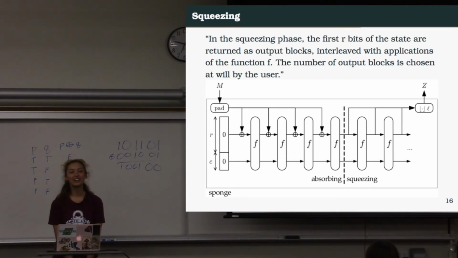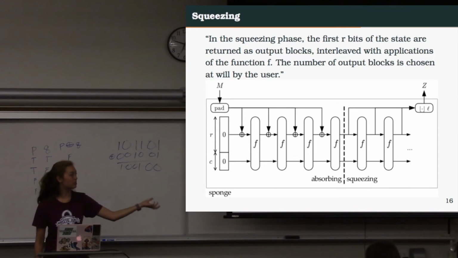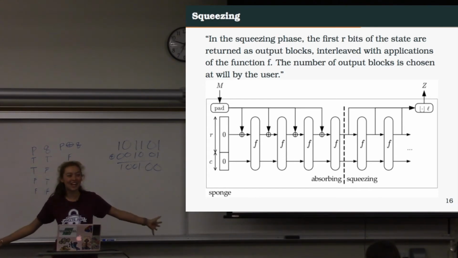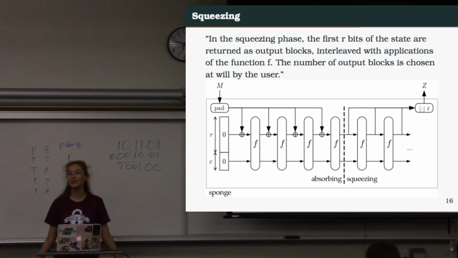A lot of people are like, is this really secure? Because you use the same F for the absorbing and the squeezing phase, and that's something a lot of people don't like about it, that you use the same function for the whole thing. Instead of using one for absorbing and one for squeezing, or even better, a different function every time, which would be so ridiculous.